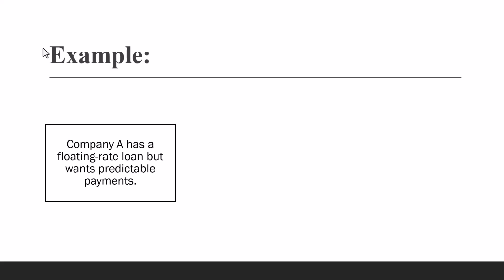Let's see. First we talk about the thing which you have learned. Company A, just give me 5 minutes and then we are going to end for the break. Company A has a floating rate loan but wants predictable payments. Company A has a floating rate, but wants to move on to the fixed rate because he knows that the interest rates are going to go up. When they go up, he wants to move on to the fixed.